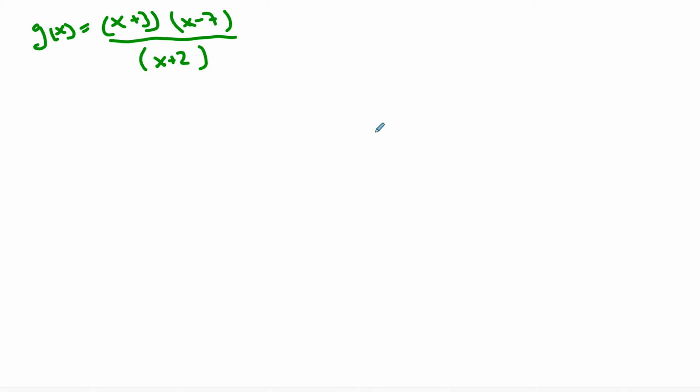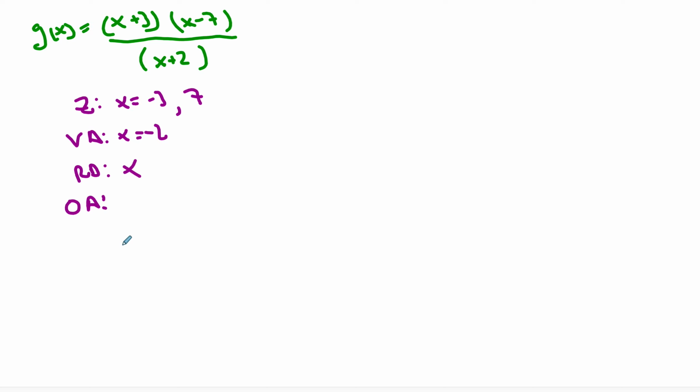All right, let's try another example. Now looking at this, we have some zeros. And we have a vertical asymptote. We have no removable discontinuities. We do not have a horizontal asymptote, but we do have an oblique asymptote, so that's going to be a linear equation, right? Now, we're not too concerned.